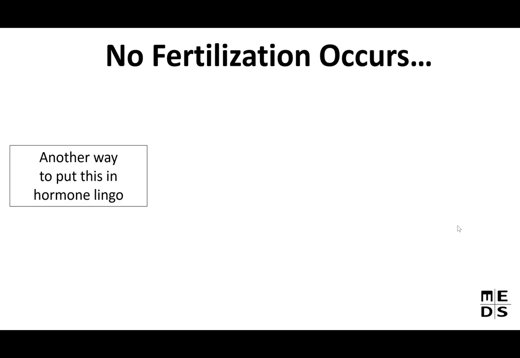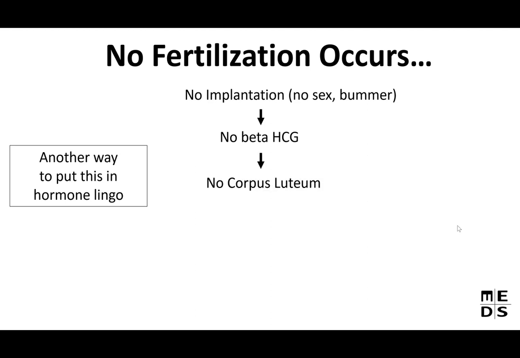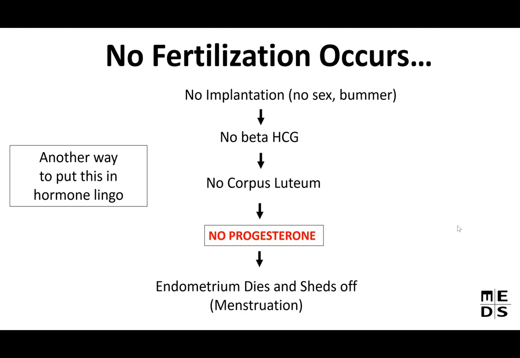I'm going to use this in hormone lingo, okay? No implantation means no sex. It's kind of a bummer, which means no beta HCG. And I'll talk about where that comes from a little bit later. That means the beta HCG cannot tell the corpus luteum to stick around. If that doesn't stick around, it cannot make progesterone. Therefore, the endometrium is going to die and it's going to be shedding off. And this is what menstruation actually is.